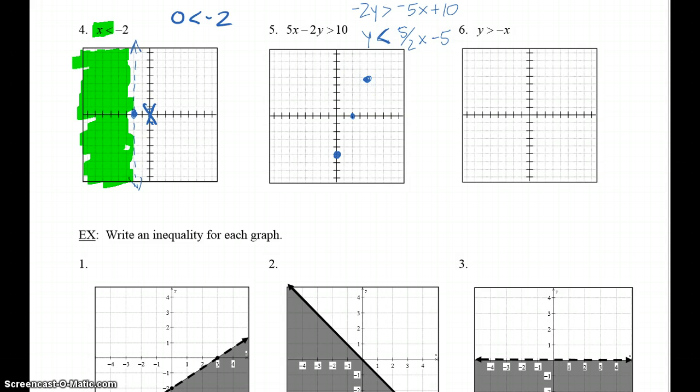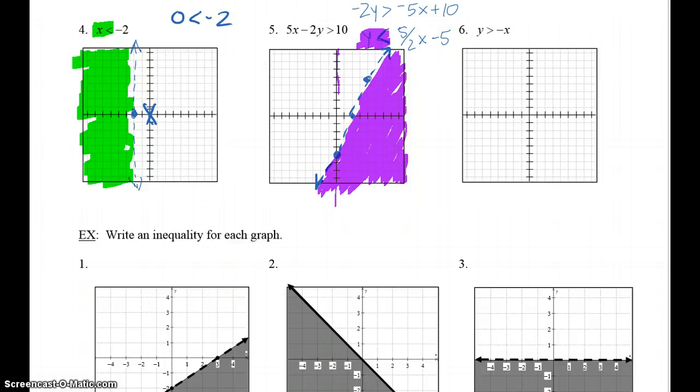This graph is going to have a dotted line because there's no "equal to" part of it, it's just less than. And if you want the y's that are less than, there's a y-axis up here and a y-axis down here. Where are the y's less than? The y's are less than down, so I should shade this part of the graph. Again, if you would like to test a point, a good point to test is 0, 0 to see if it would be a solution.